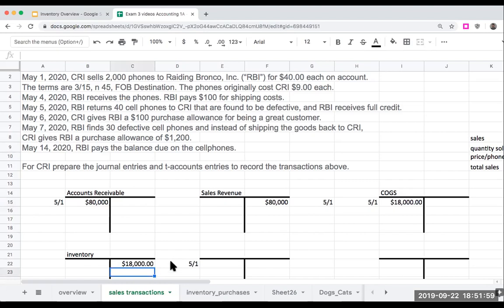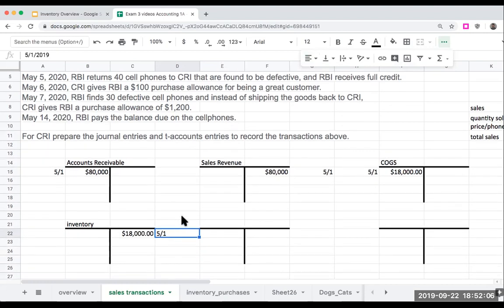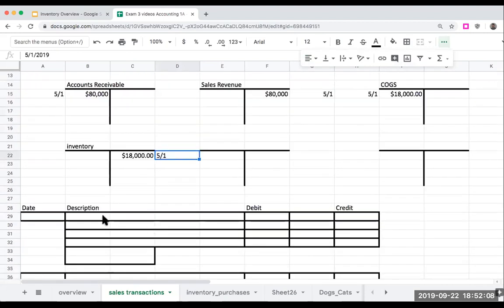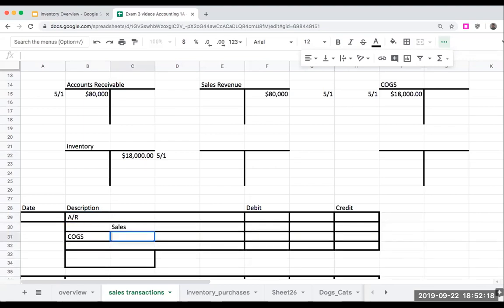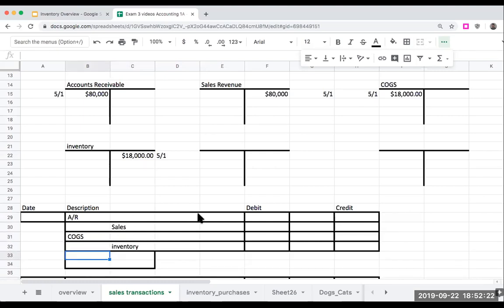So the way I like to handle this part, and we'll see this be a repetitive thing for this chapter, is that whenever I have a sale, the format of the journal entry will always be the same. I debit AR, I'm crediting sales, debiting cost of goods sold, and then I am crediting inventory. So here I'm debiting AR.